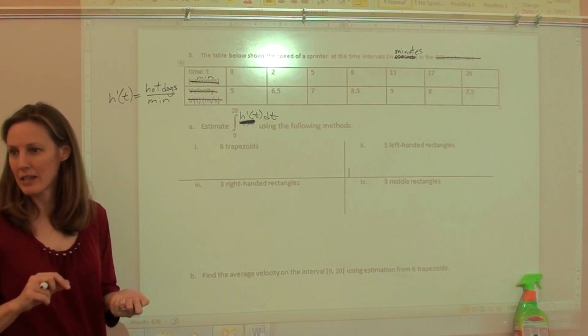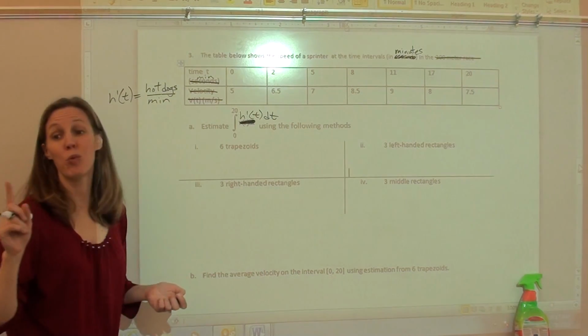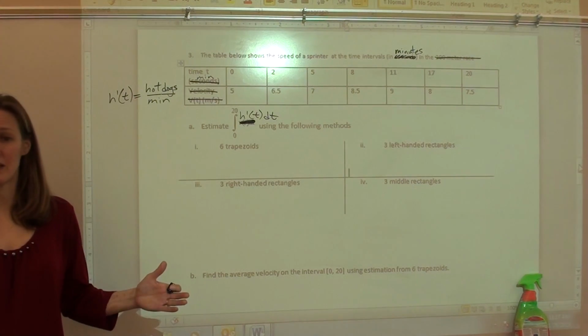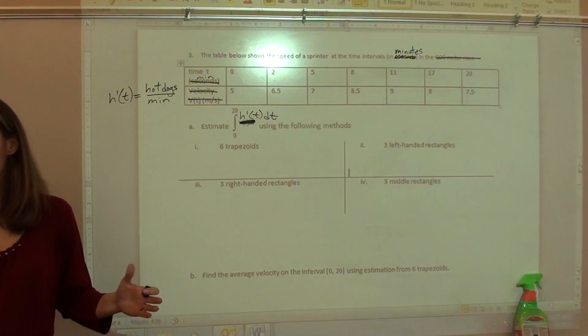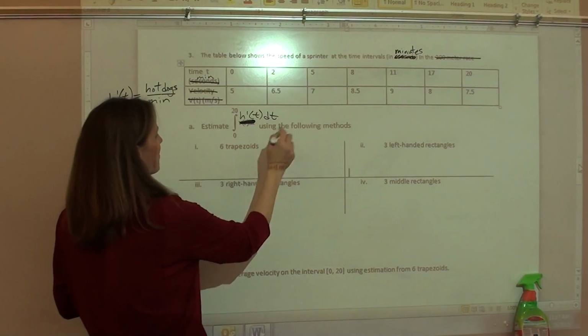Okay, so if we want to do this using 6 trapezoids, this table is very different from the ones you've been given in the past. What makes this table unusual? The widths are not uniform. So you can't just do b minus a over n for width on this problem, because every width is different. So I'm going to map out our 6 trapezoids.